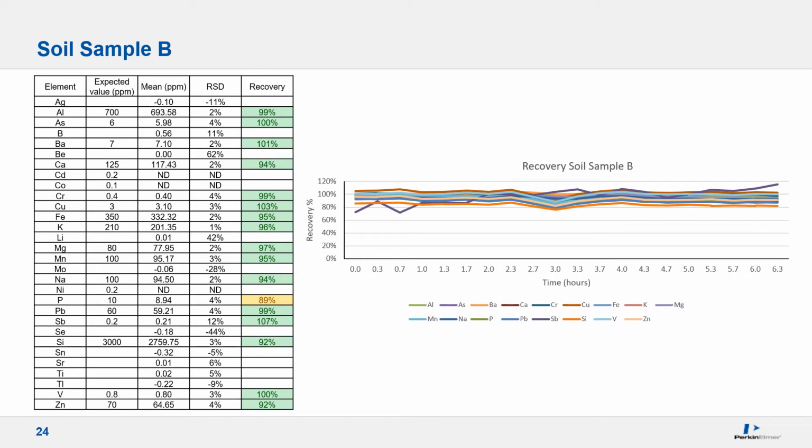The third example is a soil sample. This sample has a wider variation of elemental concentrations than the previous two samples. It also contains some elements where the concentrations were much lower than in the previous samples, showing there was no carryover observed. Once again, you can see good correlation on the average sample recovery with the overall stability of the measurements shown in the graph.